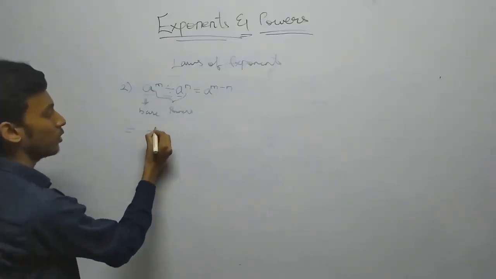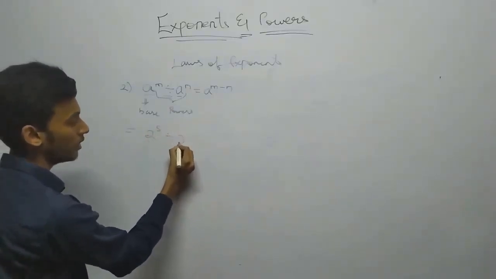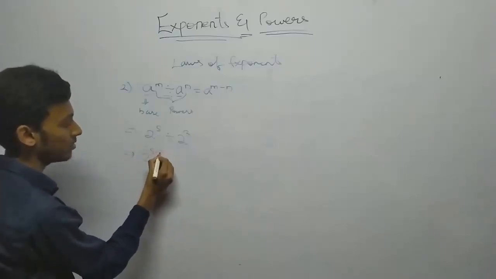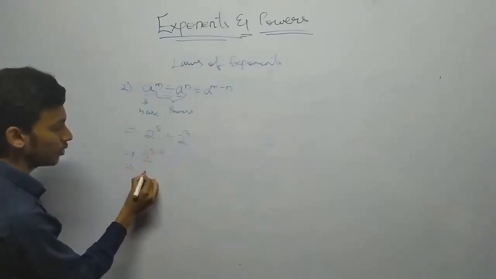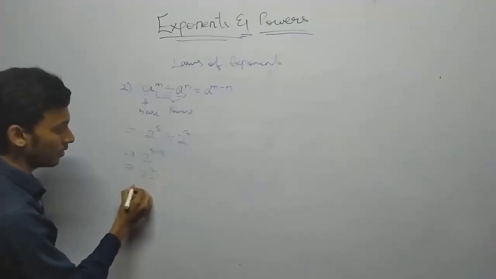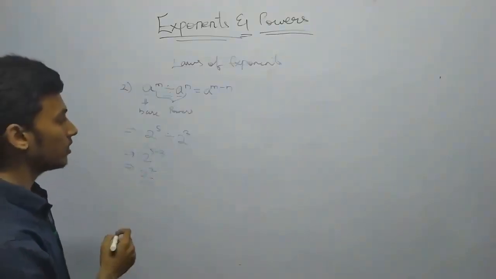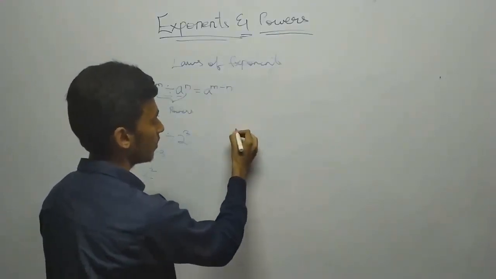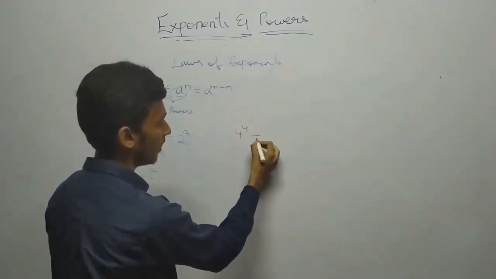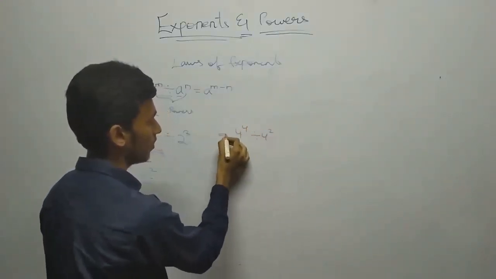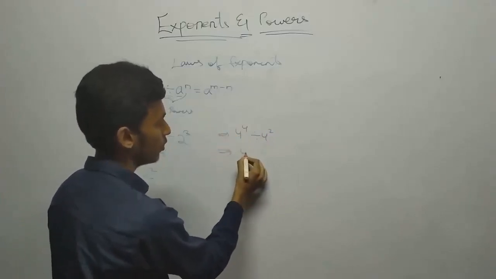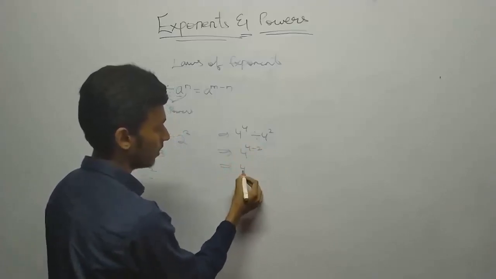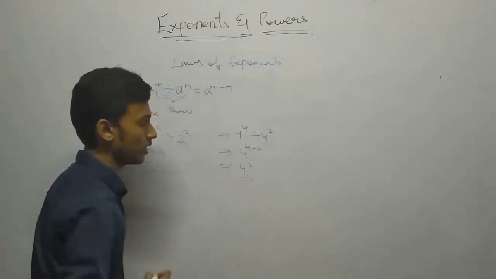If I consider 2 power 5 divided by 2 power 3, I will get 2 power 5 minus 3. This will be equal to 2 power 2. This is the expansion using the second law of exponents. One more example we will consider: 4 power 4 divided by 4 power 2. This will be equal to 4 power 4 minus 2, which is 4 power 2.